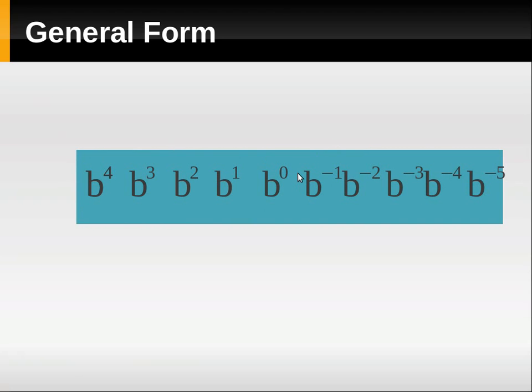So I can use this representation for representing a mixed form of number system, or a fractional number system, or an integer number system, right? So here B indicates the base, which would be 2, 8, 10 or 16, right?